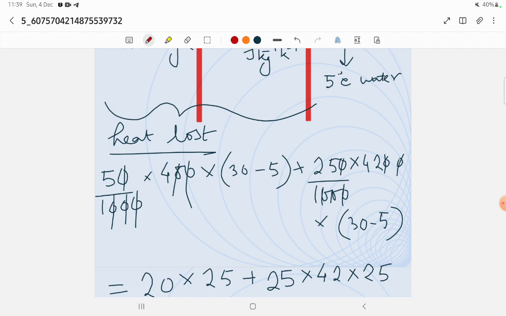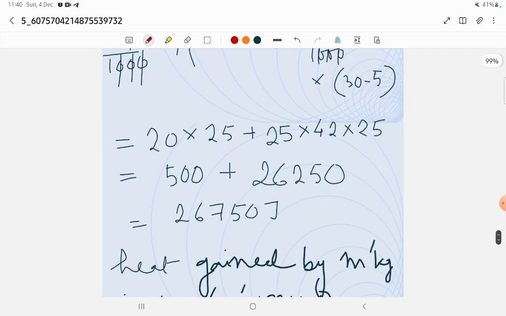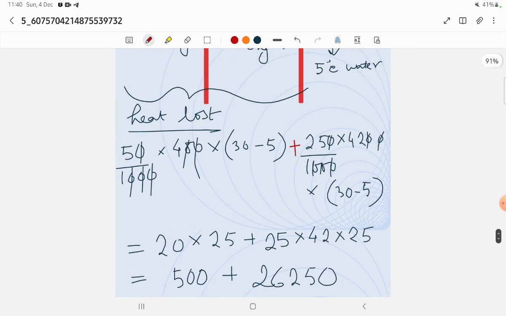Then it is a plus sign. Okay, then 250 gram water divided by 1000 into the specific heat capacity of water, 4200, into 30 minus 5. Okay, so here I have calculated the amount of heat lost by the hot body. Next, so here I can write the amount of heat lost by the hot body.